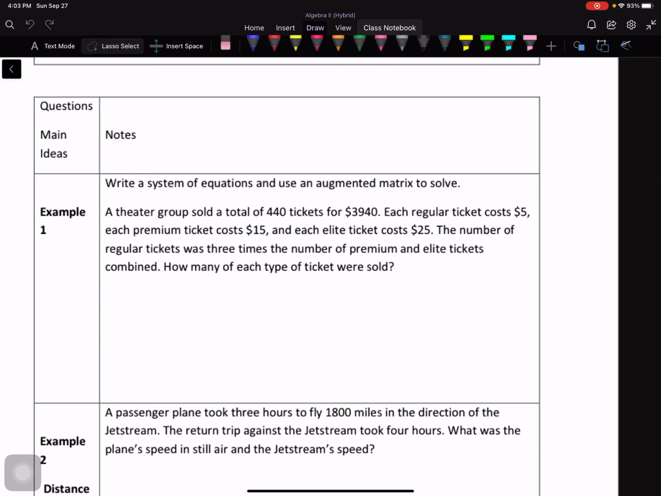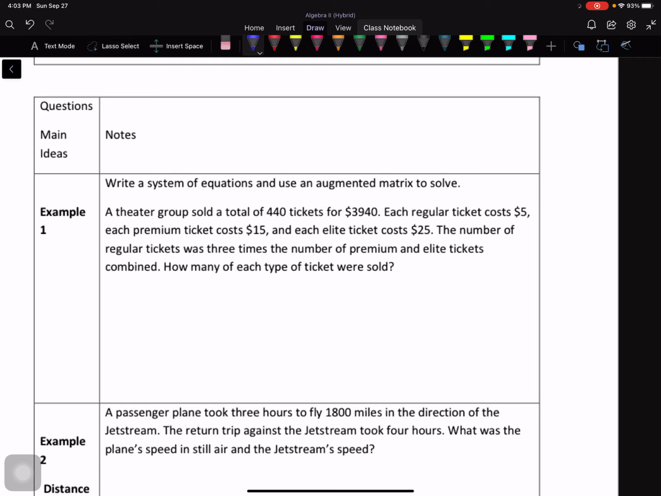A theater group sold a total of 440 tickets for $3,940. Each regular ticket costs $5, each premium $15, each elite costs $25. The number of regular tickets was 3 times the number of premium and elite tickets combined. How many of each type of ticket were sold?